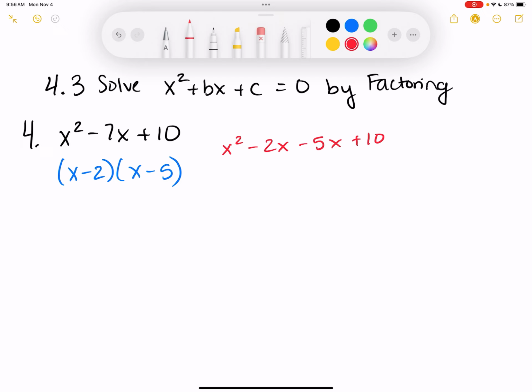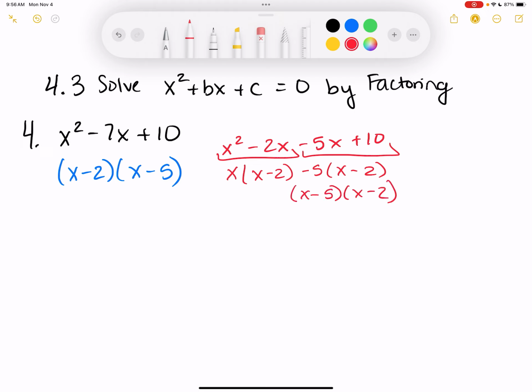I'm going to refresh on factor by grouping so that we can see it because we'll need this in the next section. We factor out an x, left with x minus 2. Factor out a -5, left with x minus 2. These match, so x minus 5 and x minus 2. Now, that's a lot more work to get to the answer that I can just go straight to. In 4.4, you will have to do it this way because there's going to be a number in front. But for now, you can enjoy the minimal work.